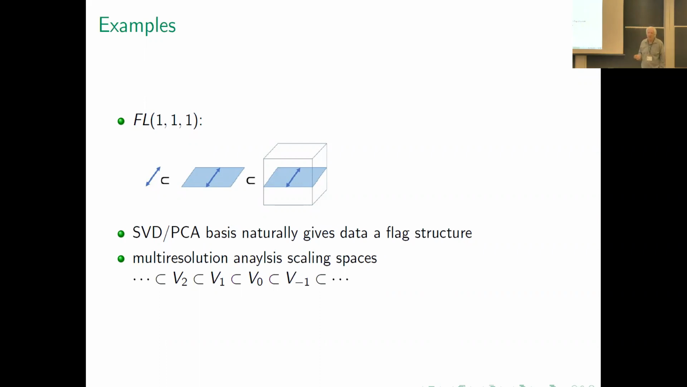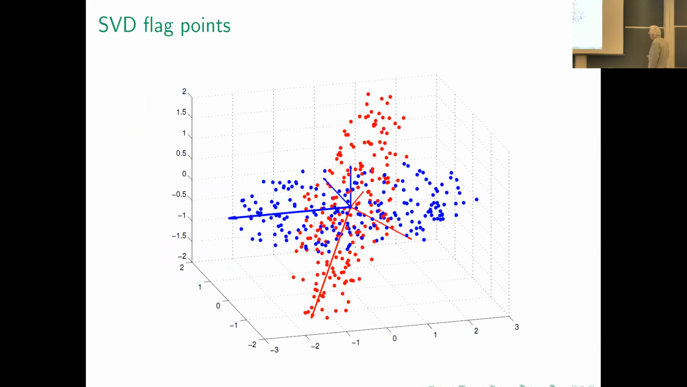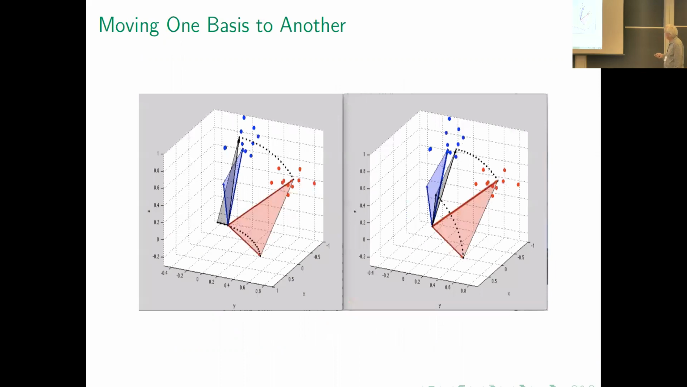Multi-resolution analysis gives me another example of a flag, a nested sequence: the coarse space inside the less coarse space, and so on. These are two points on a flag because I have two data sets, the blue data set and the red data set, and the SVD of each. So the SVD is a nested sequence, and I can think of the SVD of the blue and red as two points. Now I can measure the distance, and the way I measure it is I have to move along the geodesic from the frame into the other frame. And that's where these pictures arise from. I did not show you the movie, but this is basically the movie idea.